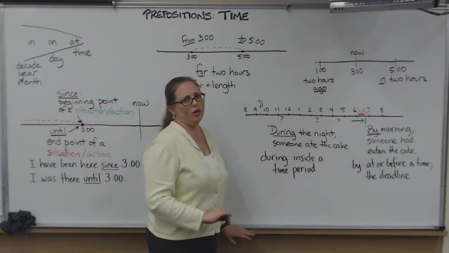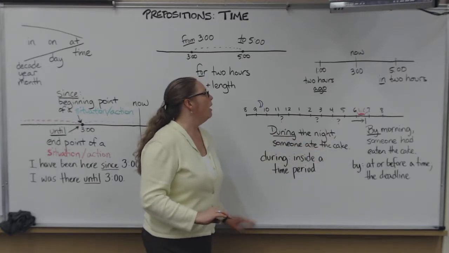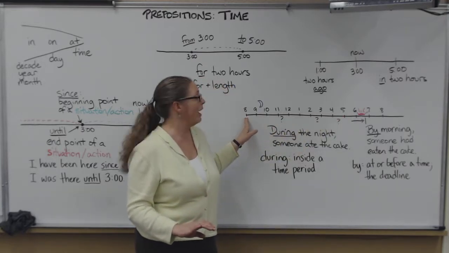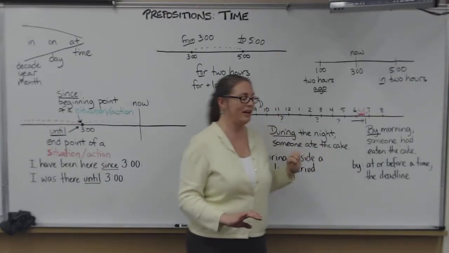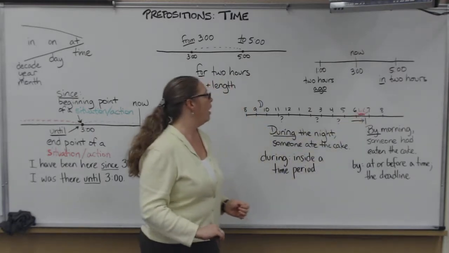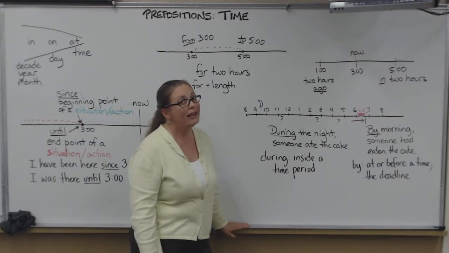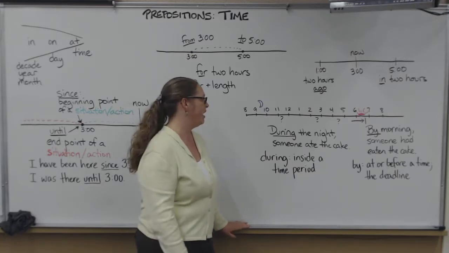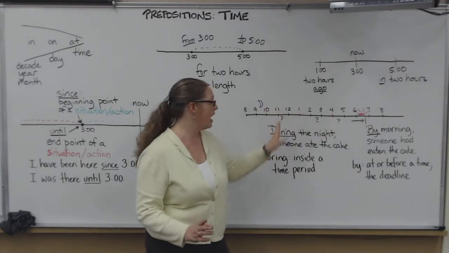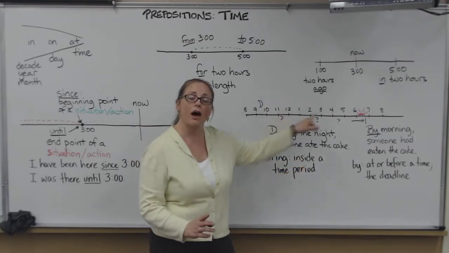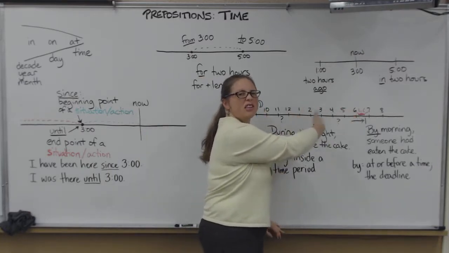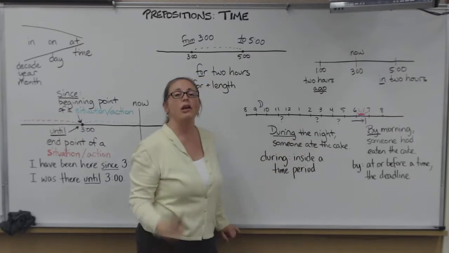During and by can cause a lot of problems in English. Let's say we have a timeline here that starts at 8 o'clock in the evening and goes until 8 o'clock in the morning. So here's where it starts to be night, and here's where morning comes. And I say, well, during the night, someone ate the cake. I don't know when it happened. It happened sometime inside of this time period. It's not happening all the time. It's just sometime in this period. You use during.